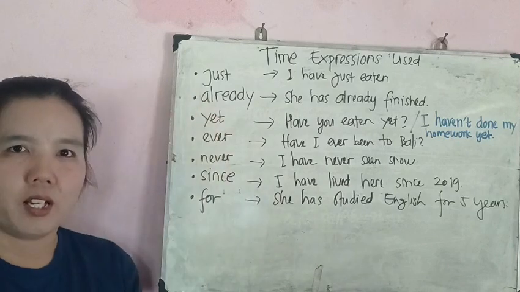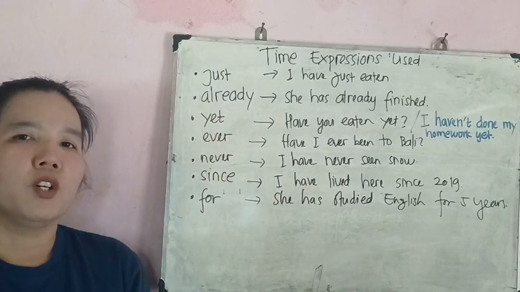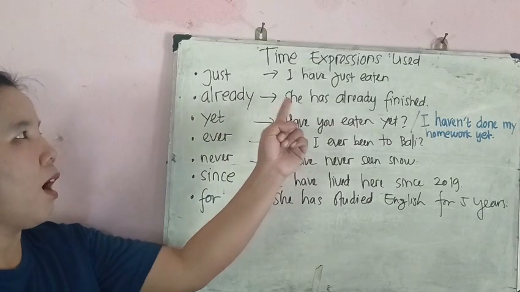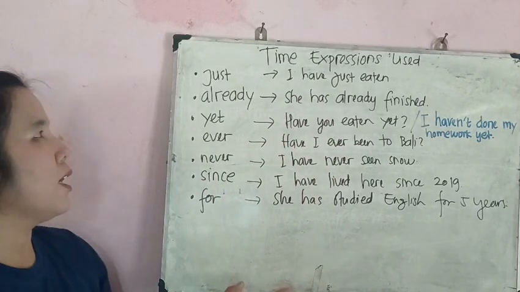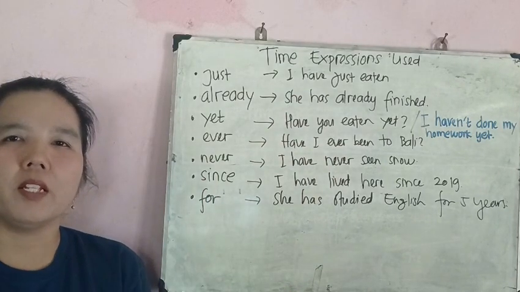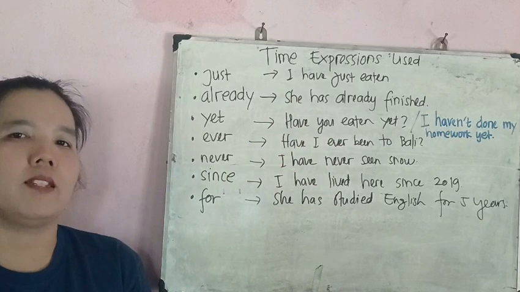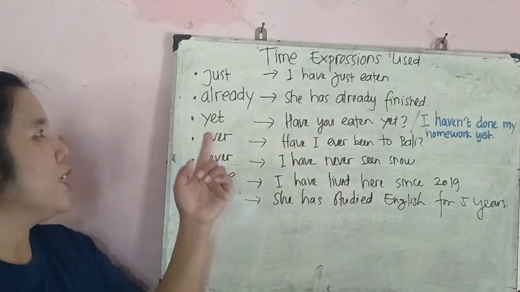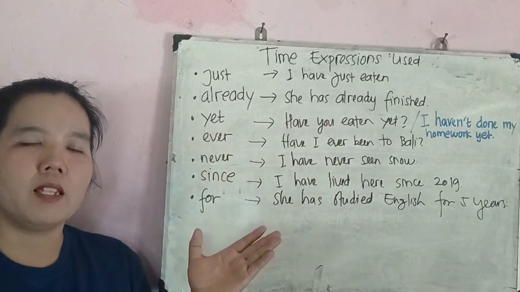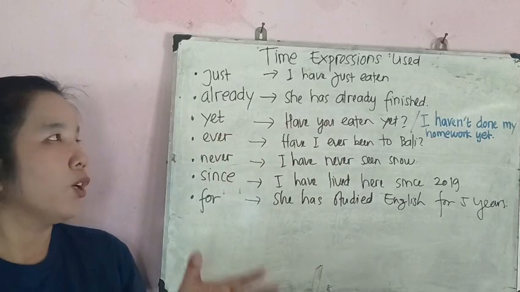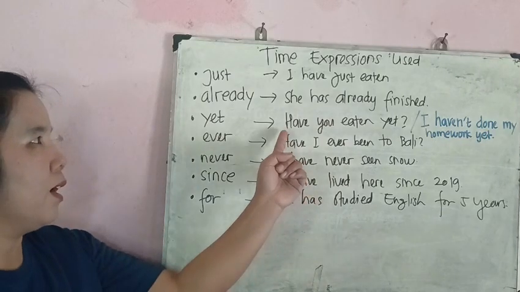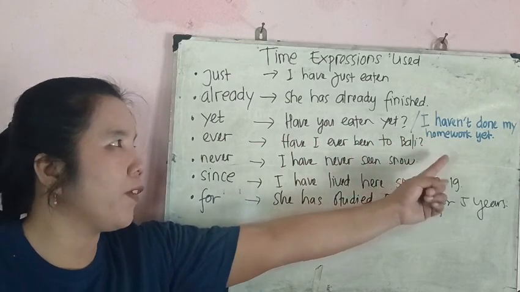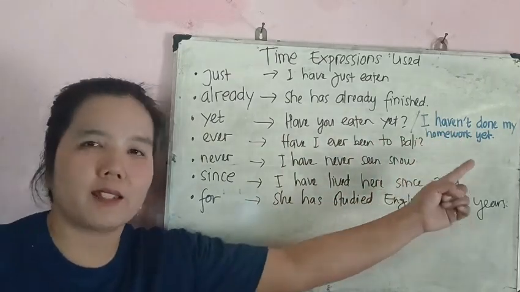We use just, which means a short time ago. For example, I have just eaten. Next, we use already. Already means sooner than expected. For example, she has already finished. And we have yet. We use yet in negative sentence and question sentence. For example, have you eaten yet? And in negative sentence, I haven't done my homework yet.